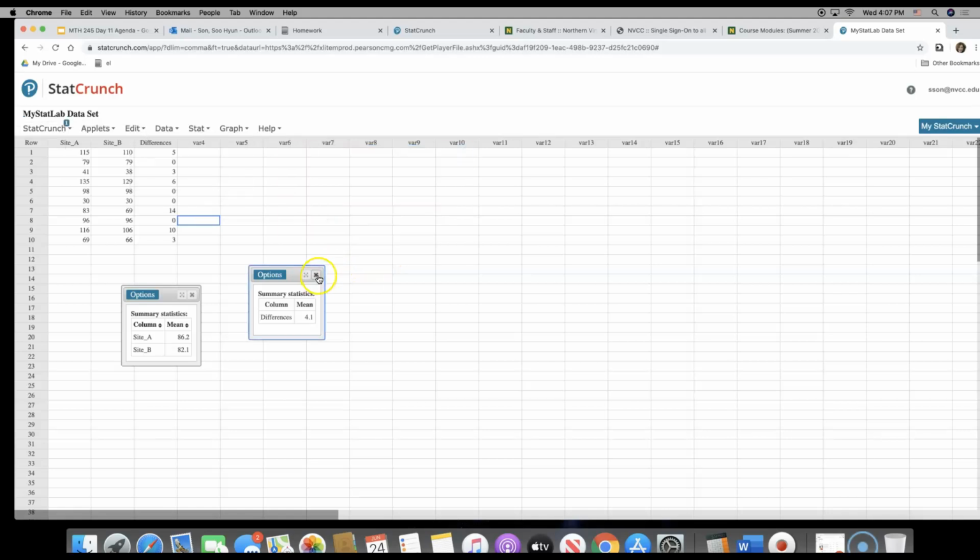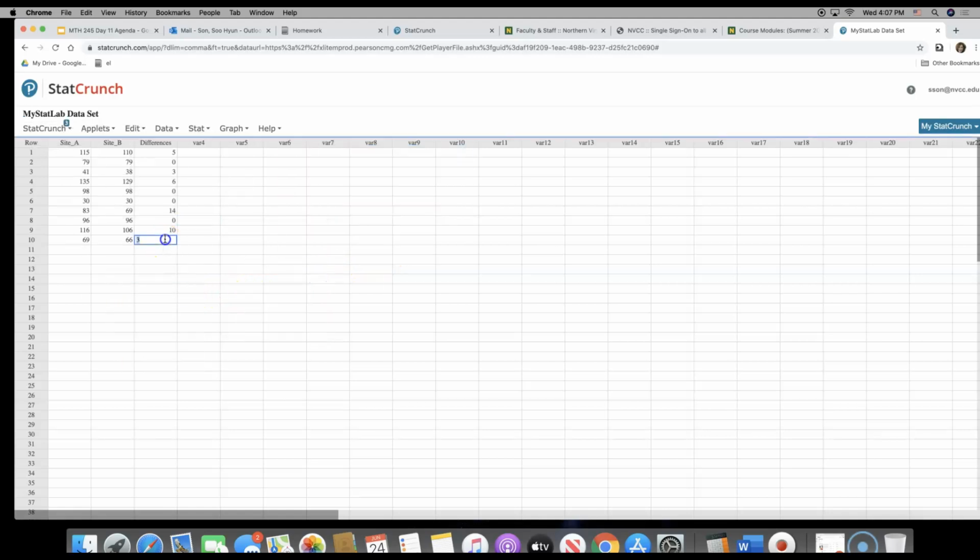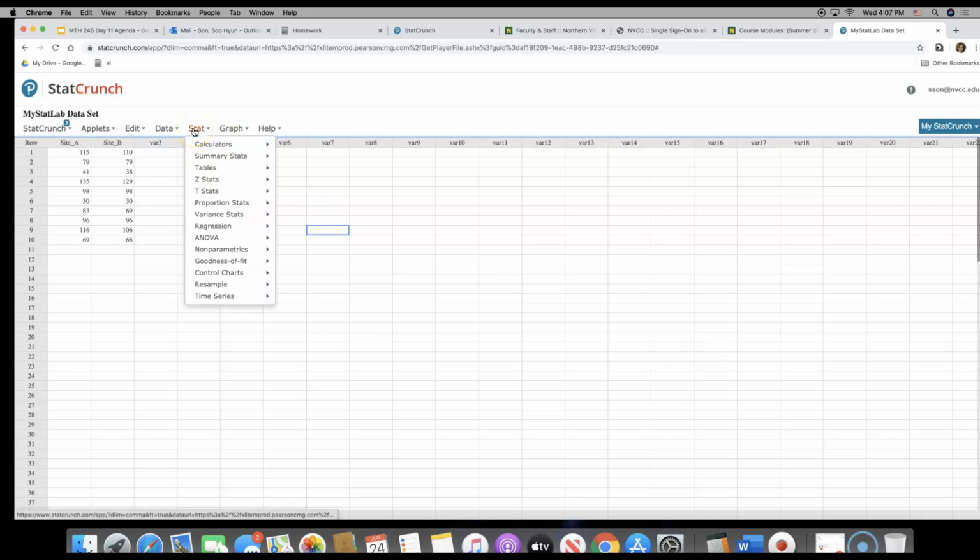I'm going to close all these real quick. I don't need this. They want you to do a confidence interval, right? Go to stat, and we're looking at average, right? Whenever you're estimating or conducting a hypothesis test about a population average, then we're going to do t-stat, because we don't know the population standard deviation.